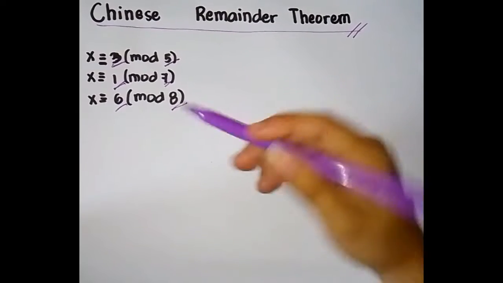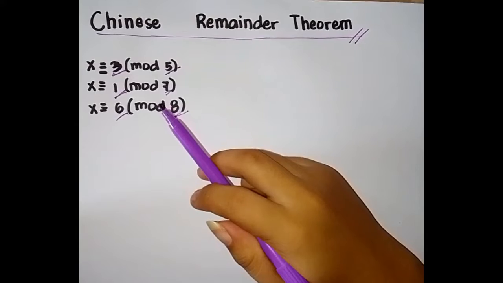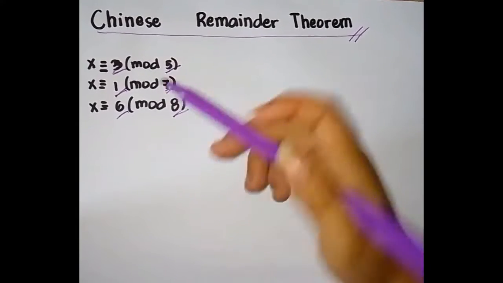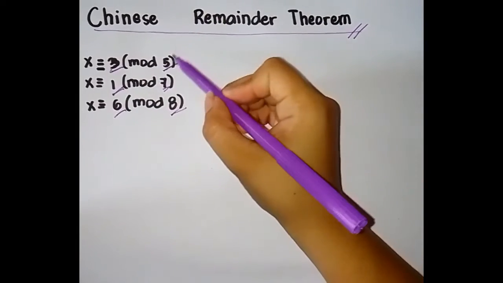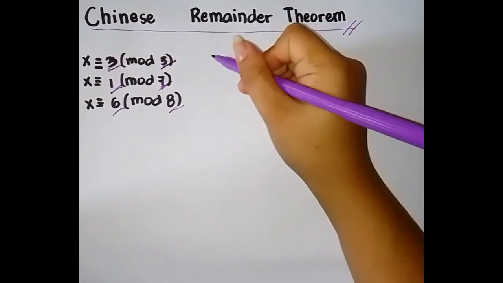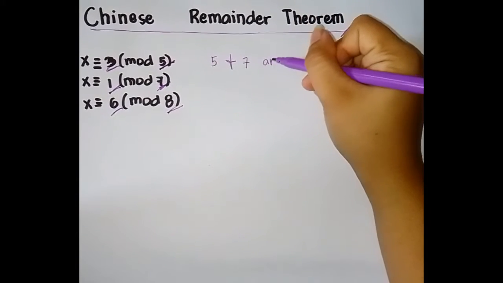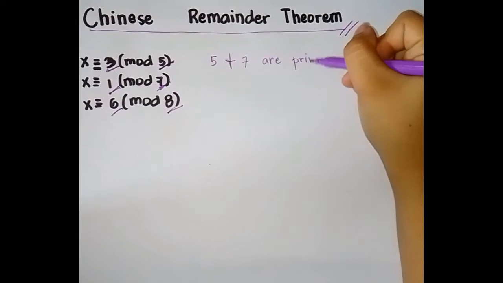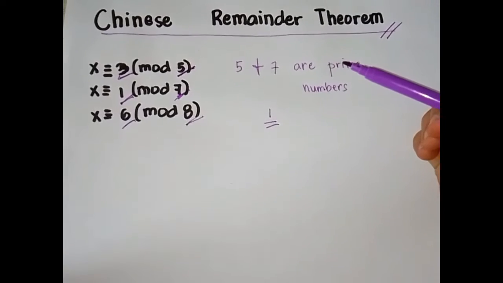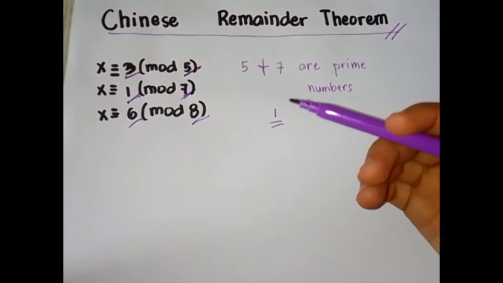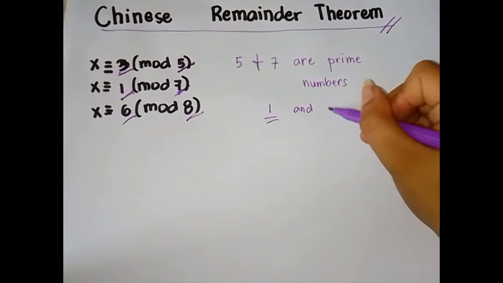So when can we say that we can use the Chinese remainder theorem with the given modulus? The Chinese remainder theorem works here because the given modulus are relatively prime. Look at mod 5 and 7. We know that 5 and 7 are prime numbers, and prime numbers are numbers that have no other factor but 1 and itself.